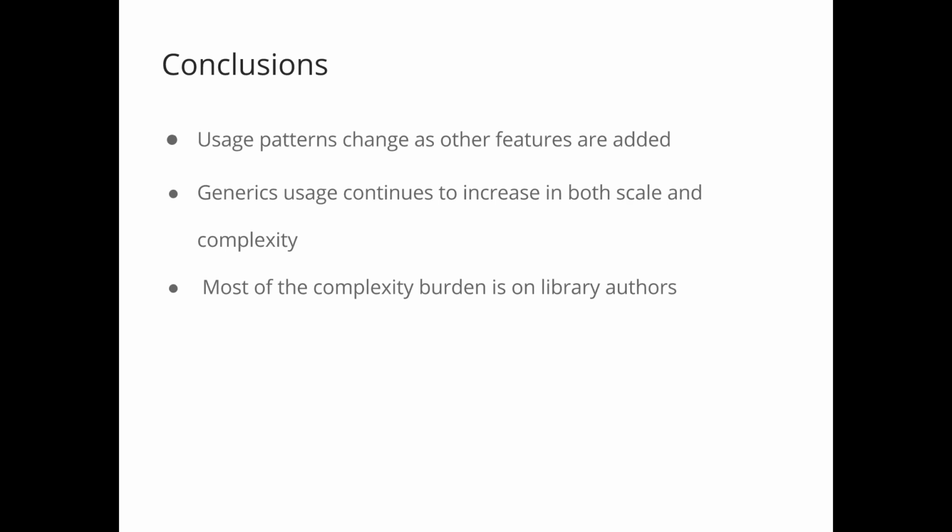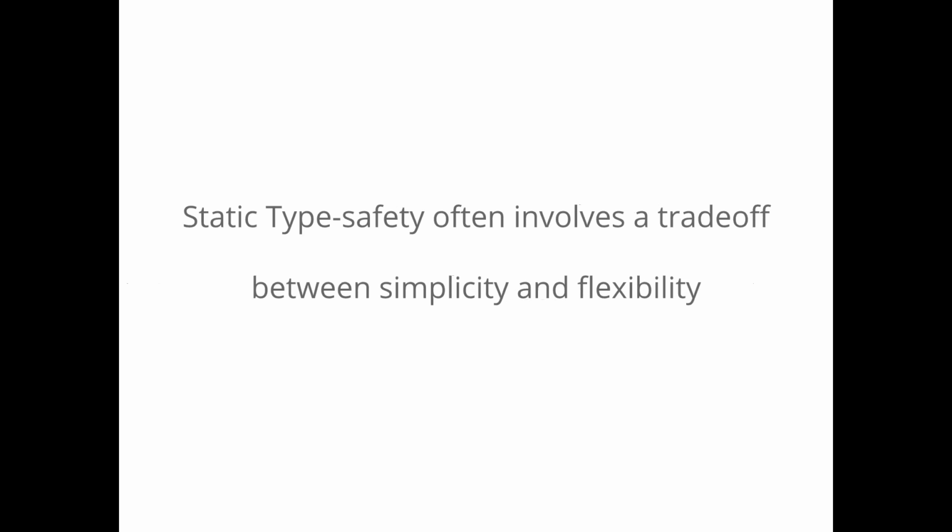And hopefully, if Java down the line gets declaration site variance, even more of that complexity burden can be pushed to library authors. But most importantly, just to recap and go back to our original trilemma at the head of this talk, static type safety ends up giving us this trade-off between simplicity and flexibility. We get the safety, but we lose a bit of simplicity or a bit of flexibility, and there's no clear-cut win.